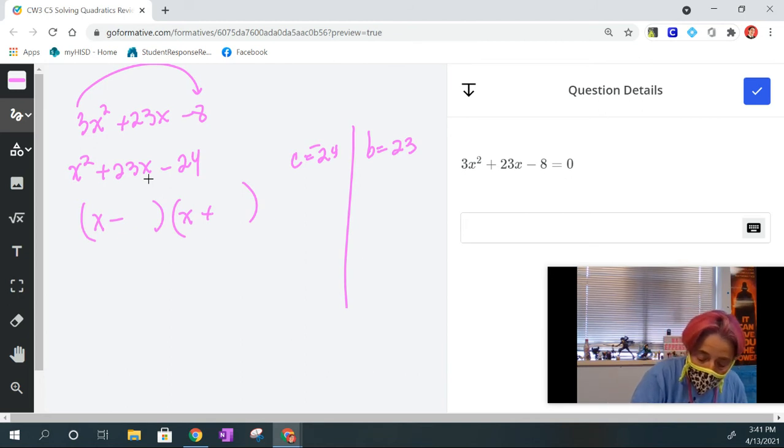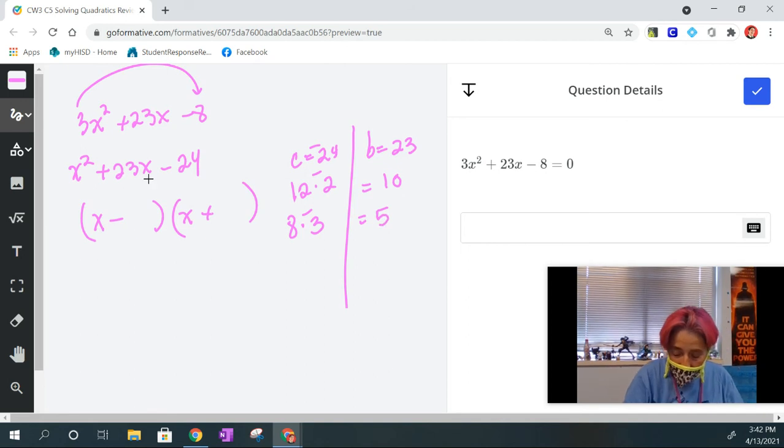I don't know. Let's see. 24 divided by 2, we know we have 12 times 2. Well, if I have positive 12 times negative 2, that's going to give me 10. So that's definitely not going to work. Let's try 24 divided by 3. 8 times 3. Let's do 8 times negative 3, which is going to give me positive 5. So that's not going to work either. All right. 24 divided by 4. 6 times 4.